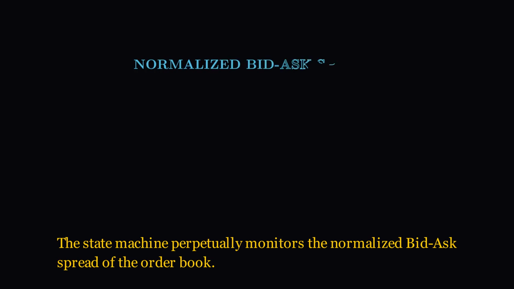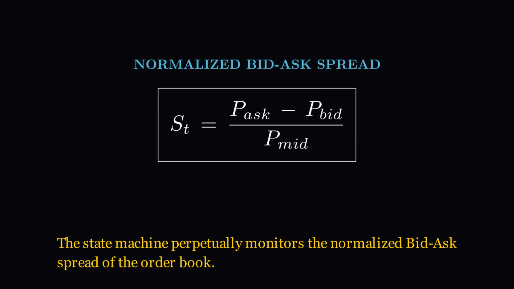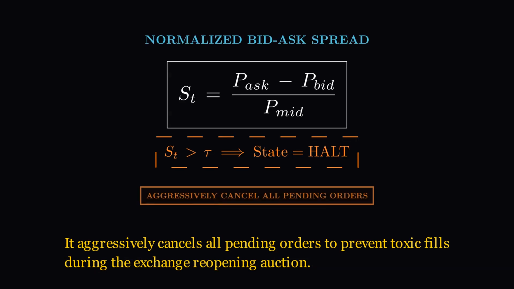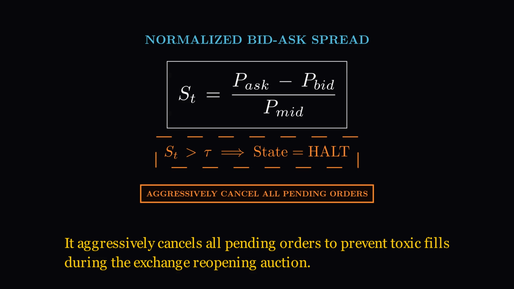The state machine perpetually monitors the normalized bid-ask spread of the order book. If the spread breaches our dynamic threshold, the algorithm immediately transitions into a defensive halt state. It aggressively cancels all pending orders to prevent toxic fills during the exchange reopening auction.